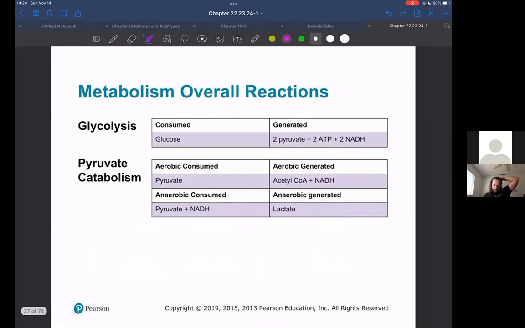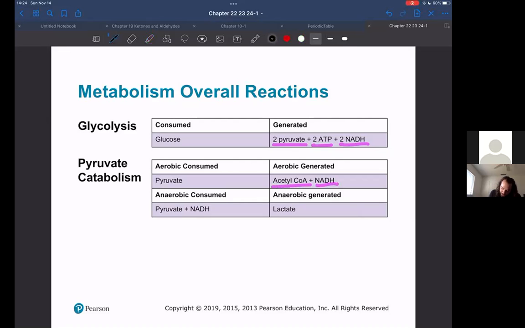Okay, so just to summarize, glycolysis produced 2 molecules of ATP. The net result of glycolysis is 2 pyruvate, 2 ATP, and 2 NADH. Under aerobic conditions, that pyruvate is consumed, and we will get acetyl-CoA and NADH.